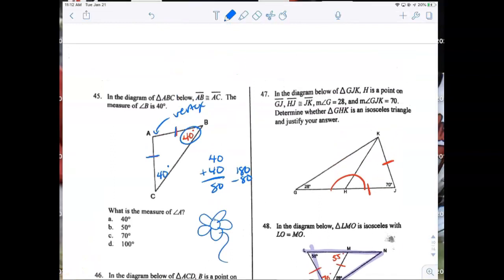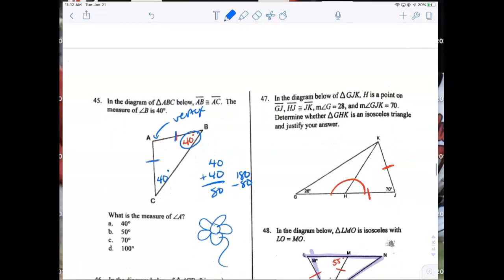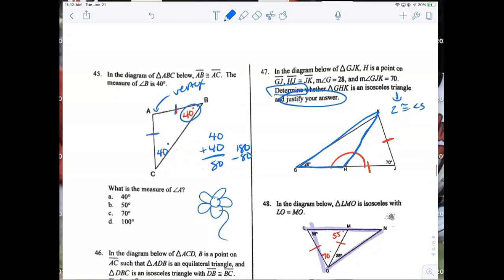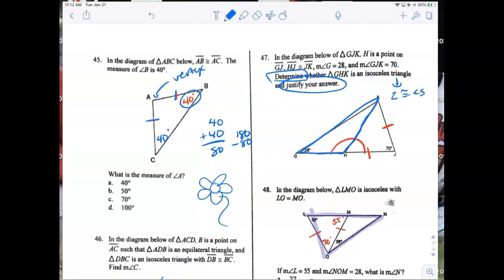Number 47, this is a great open response question. It says determine whether GHK is an isosceles triangle. So what we're looking for is if we have two congruent angles. And then it says justify your answer, so that means showing some work. So we're going to start.